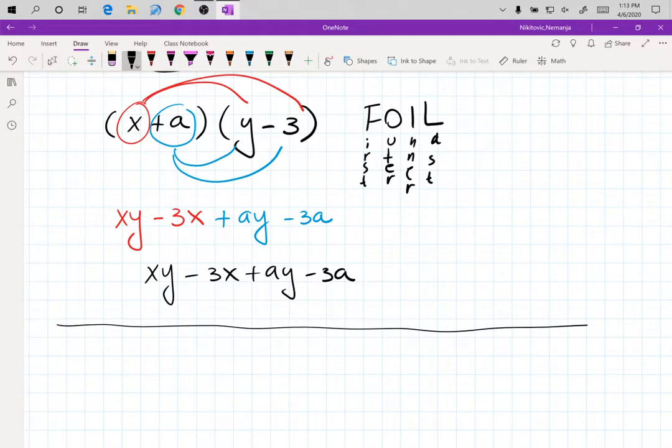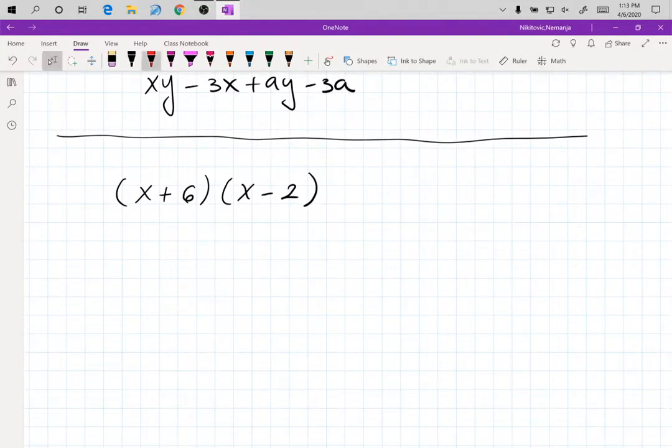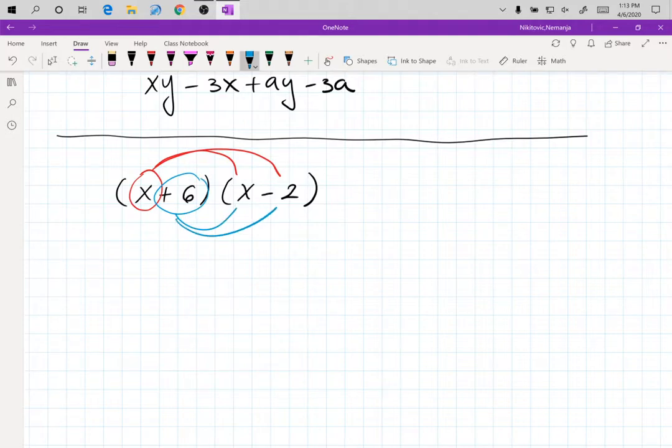Let's take a look at an example where we could combine: x plus 6 times x minus 2. We are going to have the same situation. You have x distribute to both, and then blue, positive 6 distribute to both.